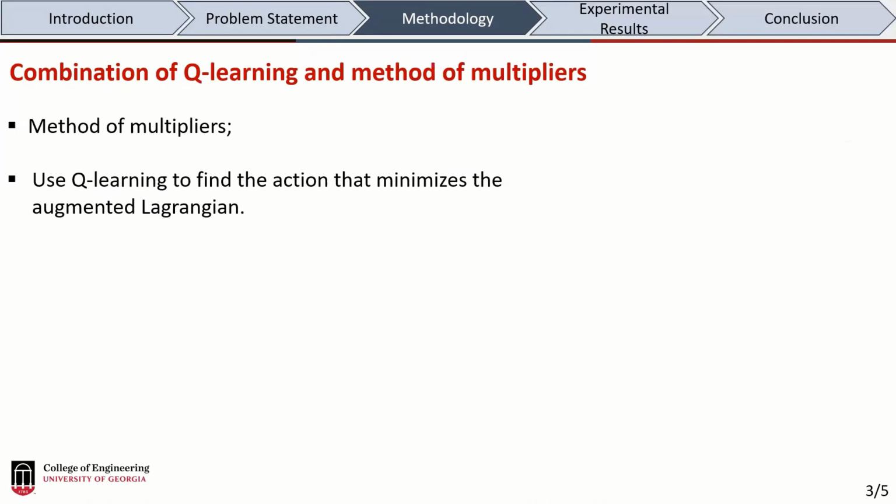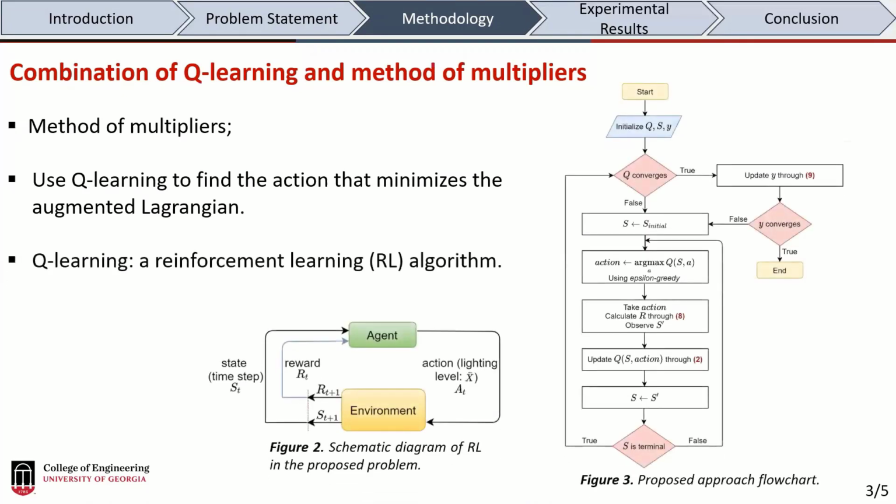The goal of the reinforcement learning agent is to maximize a discounted reward, which is received based on the action taken at different states. In our problem, states are time steps and actions are the possible HID light levels, and the reward function is defined based on the cost function.